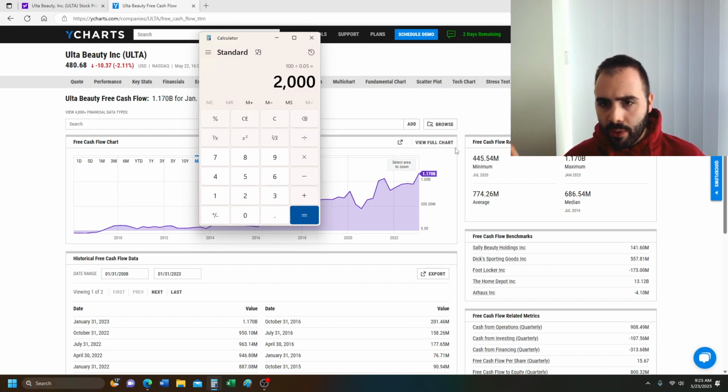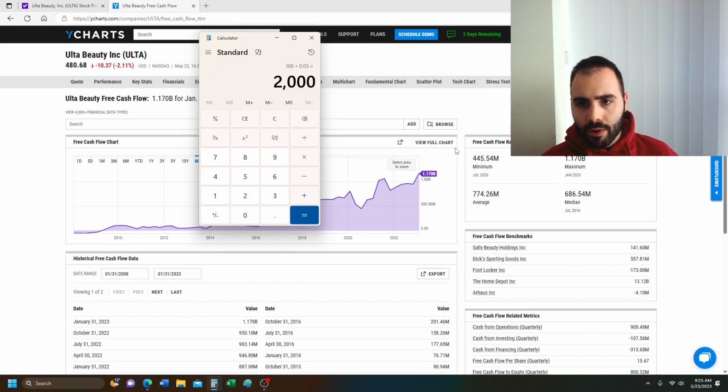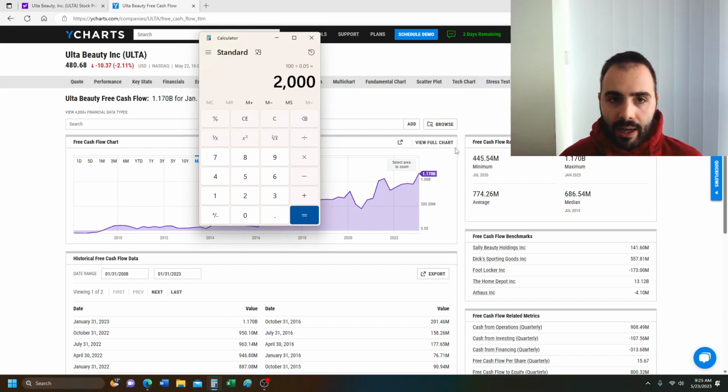I don't believe in using weighted average cost of capital. I don't believe in using any sort of fancy formulas. I think you've got to pick a number for yourself, what you're comfortable with based on your understanding of the business. To put it in perspective, for a company like Ulta Beauty here, I'm very comfortable using a 9% discount rate, even an 8% discount rate.